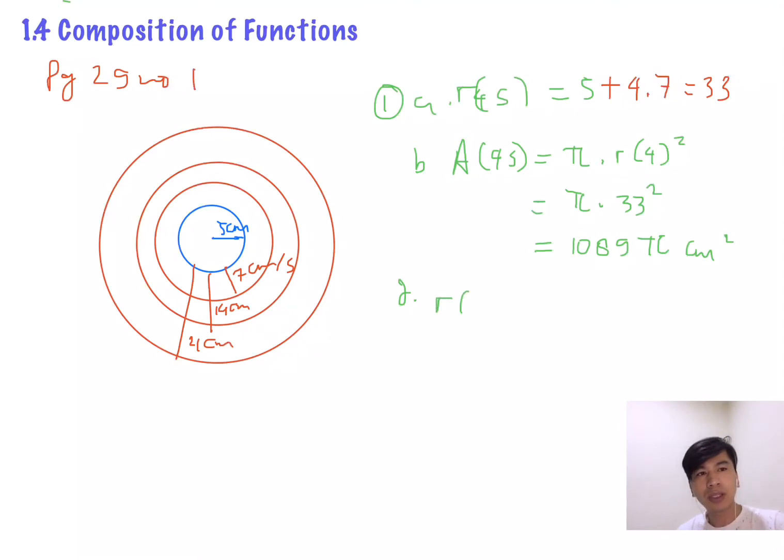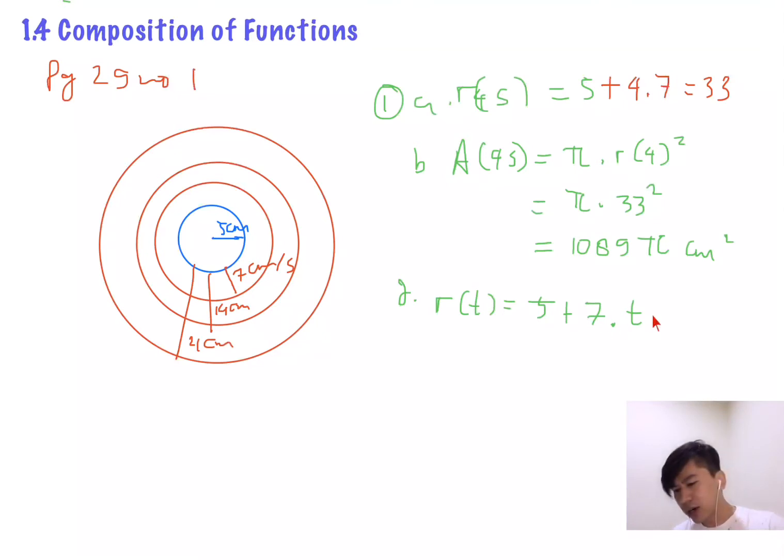So R of T will be 5 added with 7 times T. I hope you understand why the 5 belongs to the original one. Even at 0 seconds, you'll have 5. And then 7 times T is from when you start backing away, the radius is increased at a rate of 7 centimeters per second. That's why you have this 7 times T.